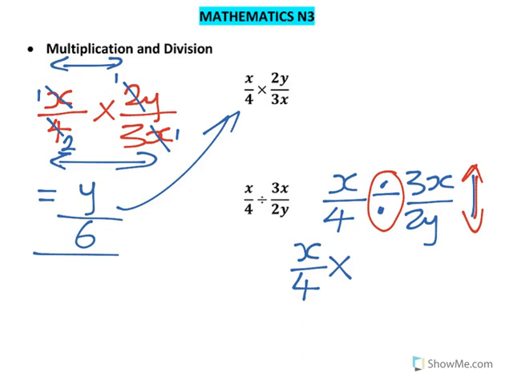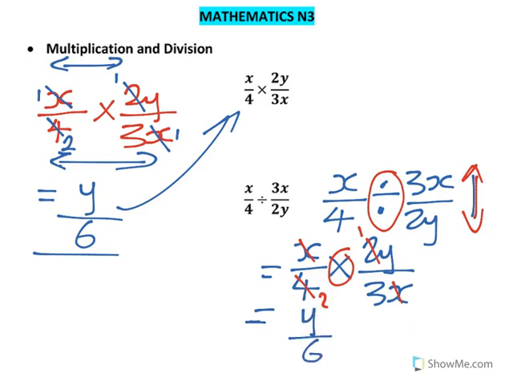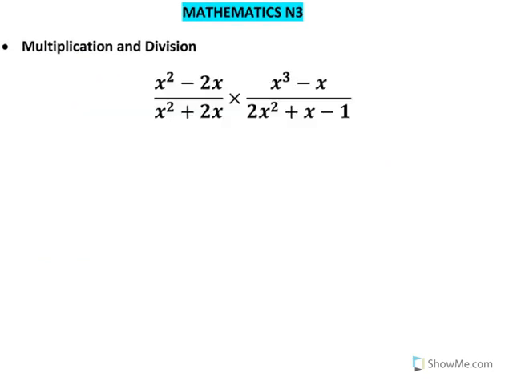So what are you going to have there? You are going to have 2y over 3x. You inverted the other side because of the multiplication sign. Now, because of that times sign, you can continue to work on it like the previous one, where you can cancel x there, you cancel 2 there, it's a 2, and you get your answer again as y over 6. This is to show you how the multiplication sign and the division sign are related.